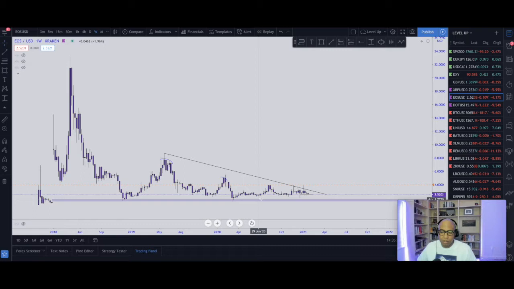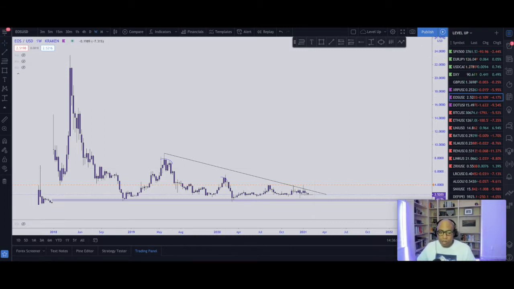Where is the price of the particular asset? I'm looking at EOS, just going over how I found undervalued coins. Right now it's at $2.49. It's almost at all-time lows. Not really all-time lows, but it's at the low of the market. So we can see at this particular moment in time that the asset is at a low place.